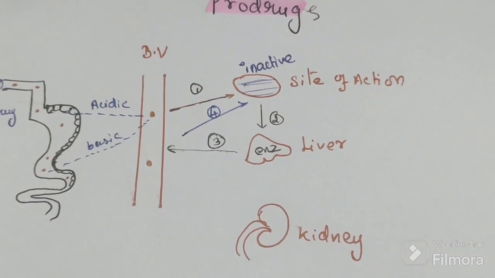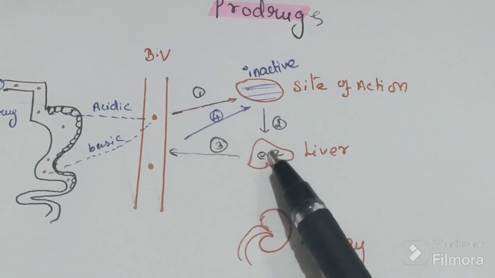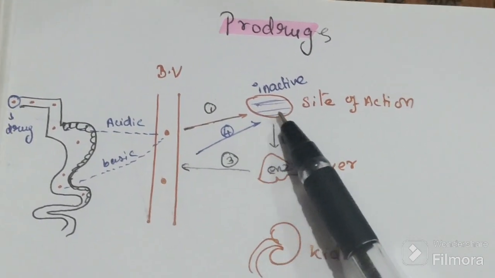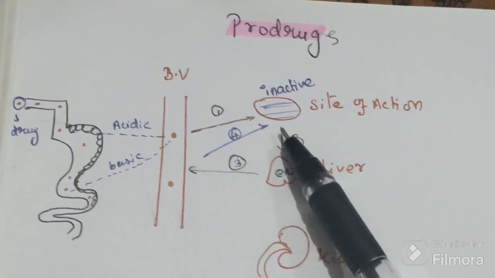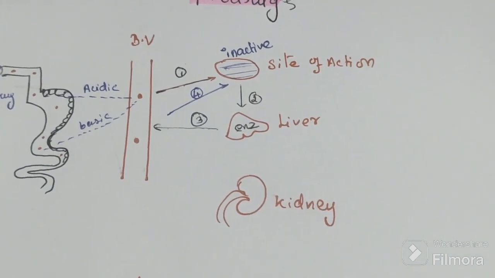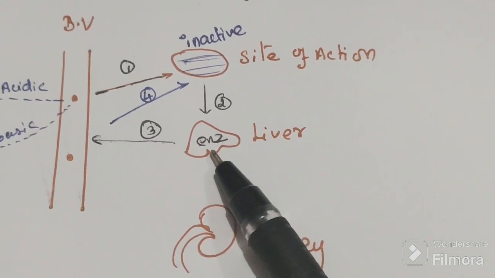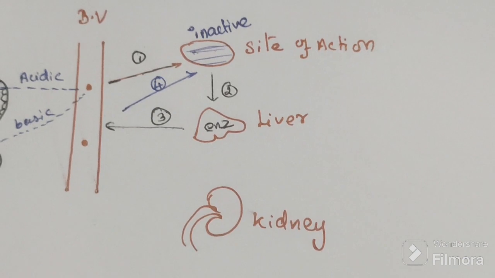First they should go to the liver. An enzyme is present there, which converts the inactive form to the active form. Then it should go to the blood, and then to the site of action. These drugs are known as prodrugs. In the liver, the inactive form is converted into the active form, then it goes to the site of action.